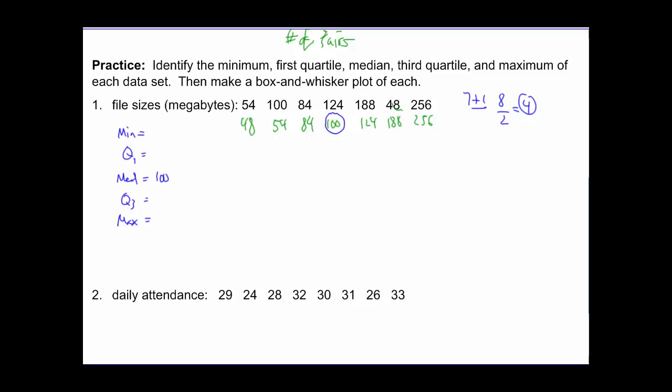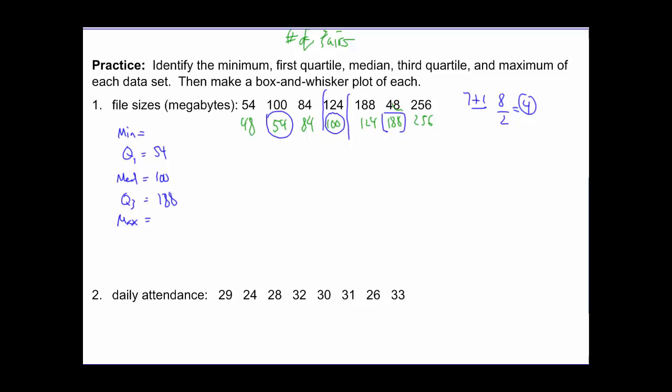We're going to go to the lower half, not including this 100. This time we see that we have 3 data sets on the left-hand side. So we have 54. 54 is in the exact middle. So 54 is our Q1. If we go to the upper half, we see that 188 is in the middle. So 188 is the Q3.